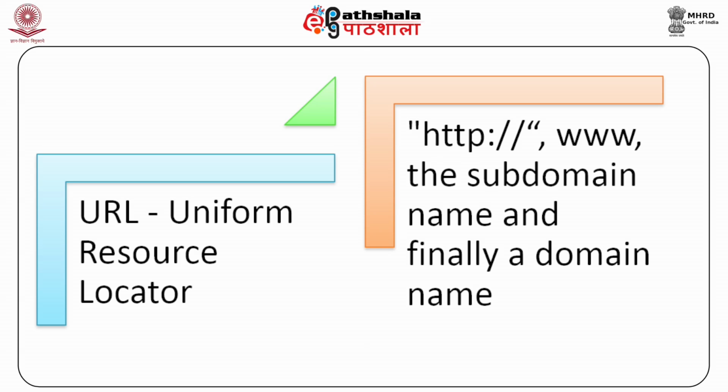The structure of an internet address consists of a protocol prefix like HTTP, a short form of World Wide Web (www), the subdomain name, and finally a domain name. HTTP stands for Hypertext Transfer Protocol.